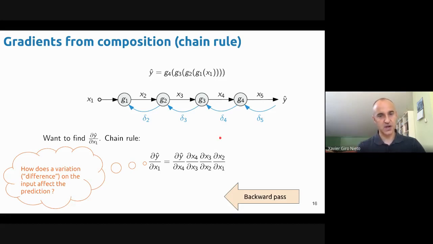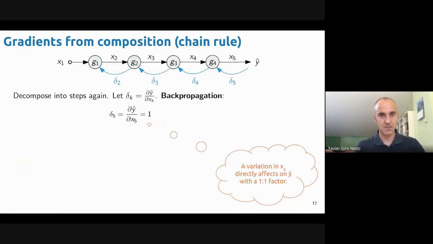Let's try to analyze in a bit more detail how to compute this. What does it mean? Let's take it step by step. Let's look first at the very end. Let's call delta 5 the partial derivative of y hat with respect to x5, which is exactly the same. So in this case, the partial derivative is just 1. In other words, a variation in x5 directly affects y hat with a 1-to-1 factor.